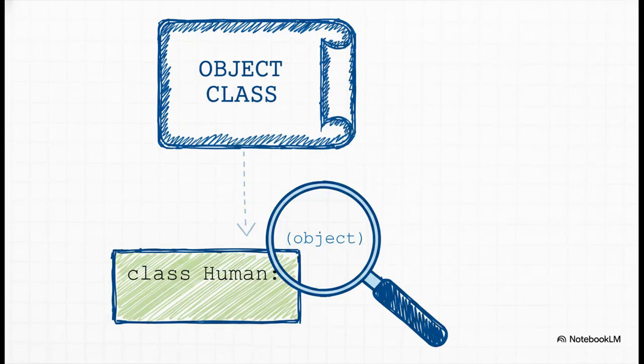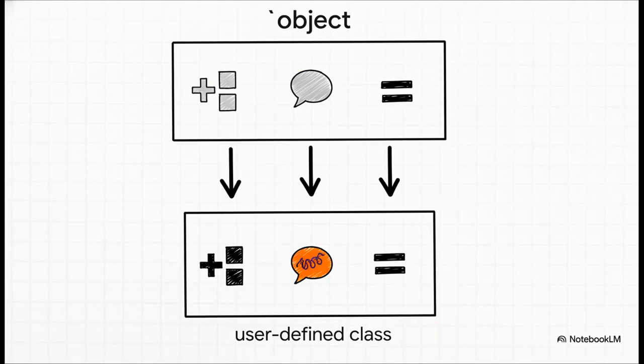Well, here's the secret. Every single class you ever write in Python, whether you type it out or not, secretly inherits from one single universal base class. It's called object. So when you write class Human, what Python really sees is class Human(object). And this is where all that default magic comes from. That object class is packed with all of these fundamental dunder or double underscore methods. Things like __init__, __str__, __eq__ for checking equality. They all live in this universal parent.